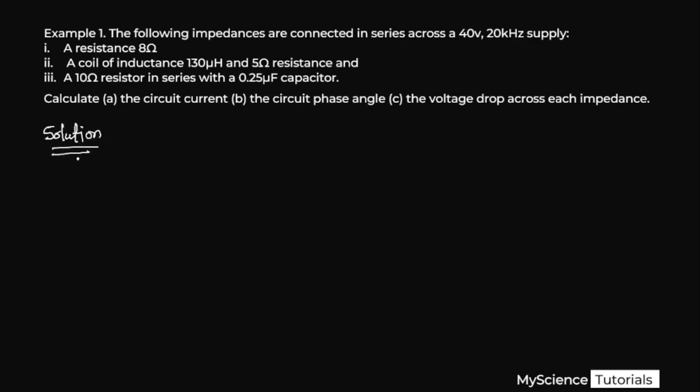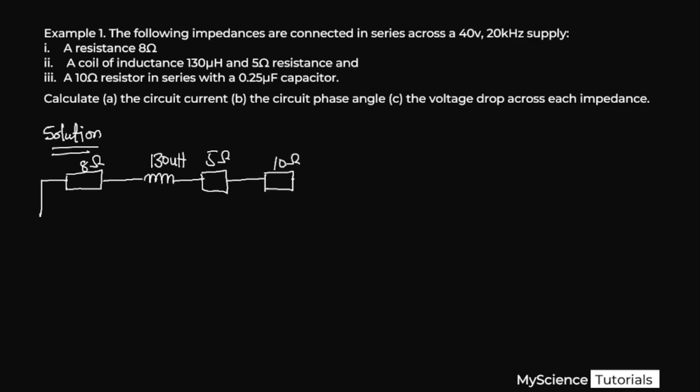So the first thing I would do when I have a question like this is to try and draw my circuit. I've been told that I have a resistance of 8 ohms. So first of all, I have just a resistor. Then it is connected to a coil that has an inductor and then another resistor. So I have an inductor connected to a resistor. This is 130 microhenry. This is a 5 ohm resistor. The first one is an 8 ohm resistor. Then it is connected to a 10 ohm resistor.